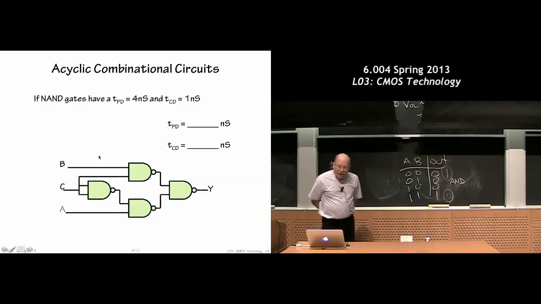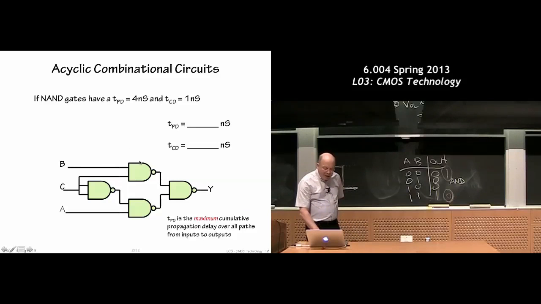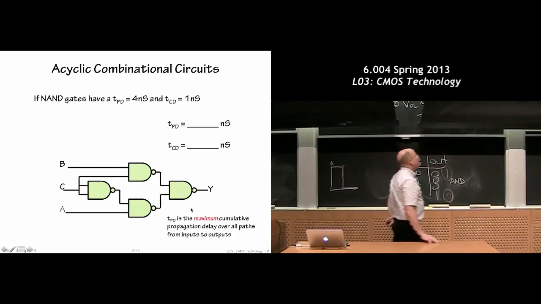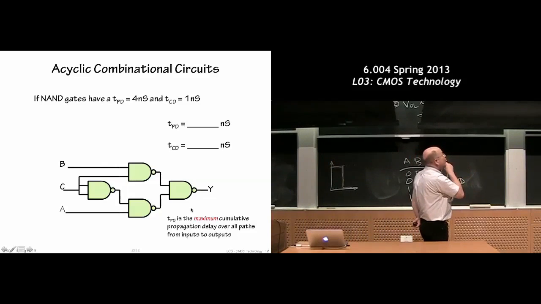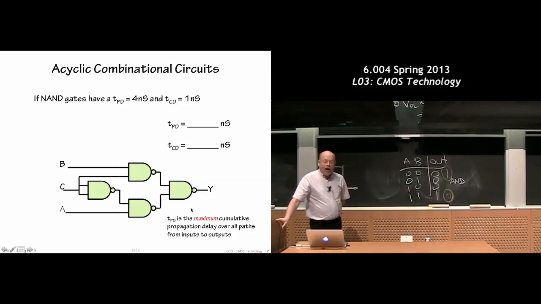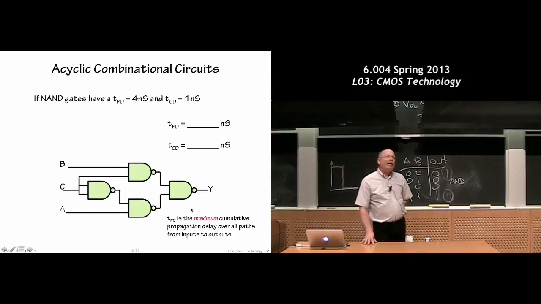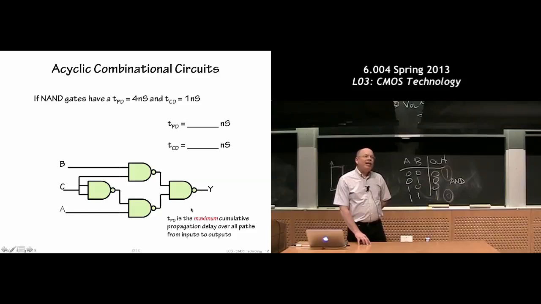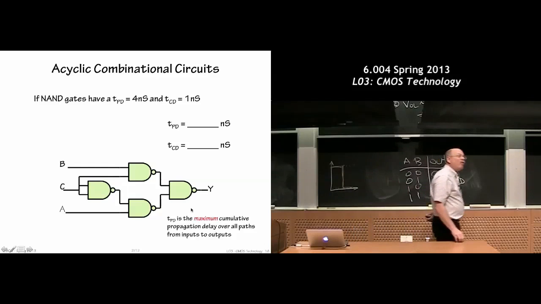Okay, now if I give you the numbers, for instance, 4 and 1 nanoseconds here, you can take a whole circuit of gates, and you can say, look, I can use the TPDs and the TCDs to figure out the TPD of that acyclic combinational circuit, that collection of gates. So TPD is the longest path from an input to the output, looking at the TPDs of each device. What is the longest path here? If I change one of A, B, or C, what's the longest time I have to wait before Y?